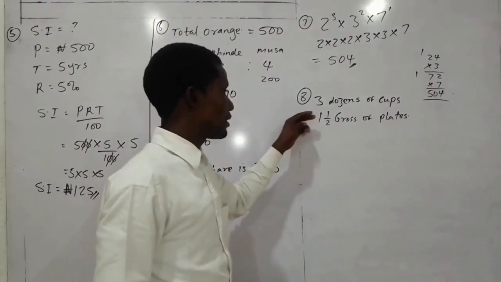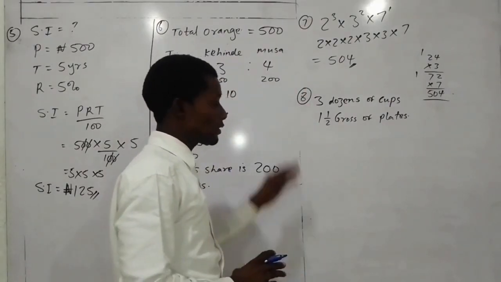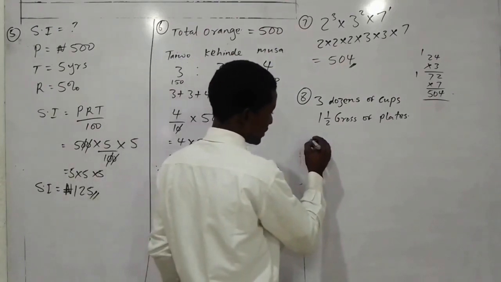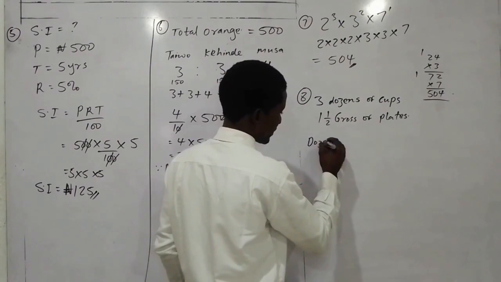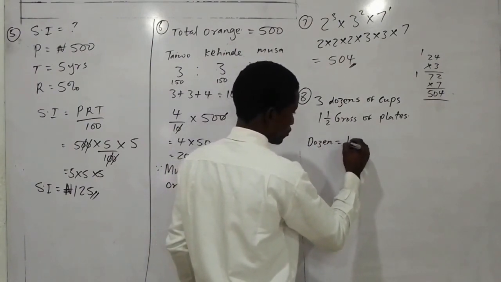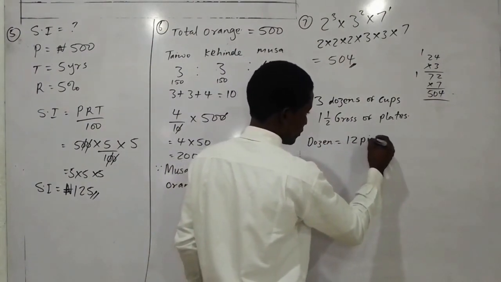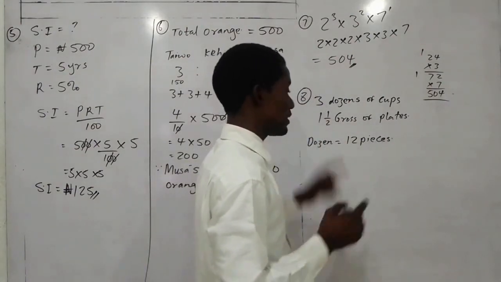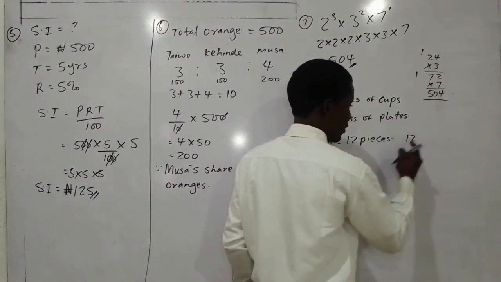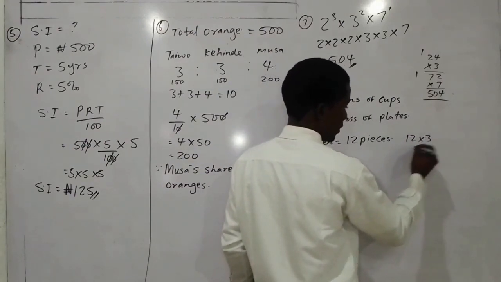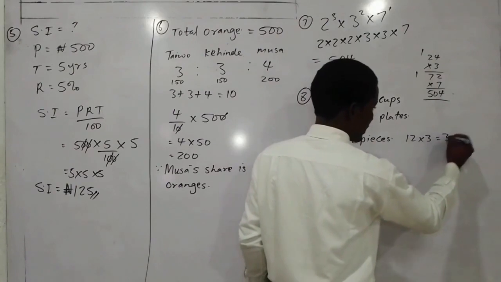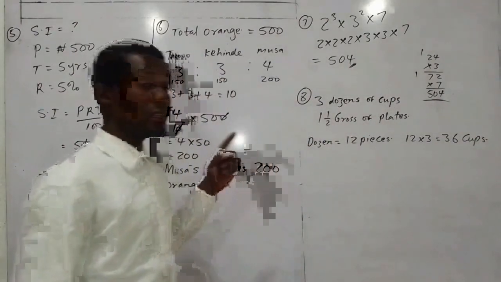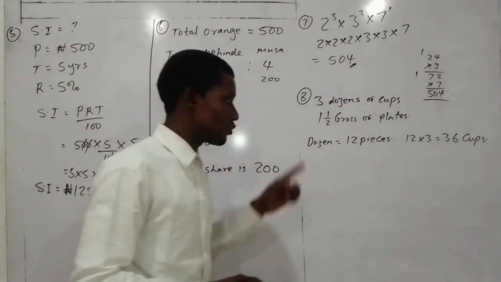We have to find the total articles that Jide's mother bought from the market. Now, what is a dozen? A dozen means 12 pieces. Now, if Jide's mother bought 3 dozen, that means we are going to multiply our 12 by 3. And that will give us 36 cups. Jide's mother bought 36 cups. 36 cups is 3 dozens.